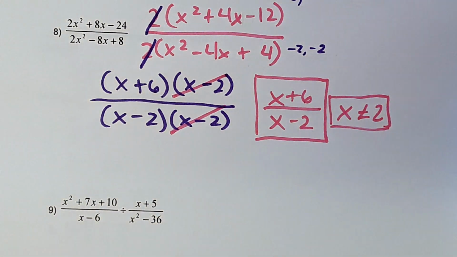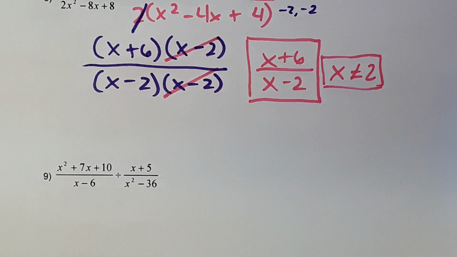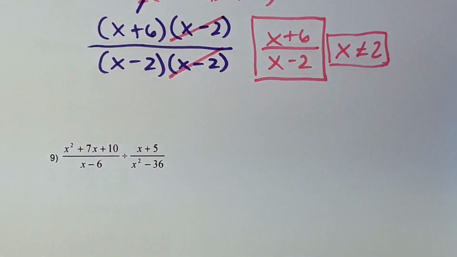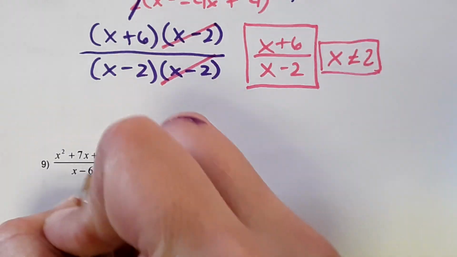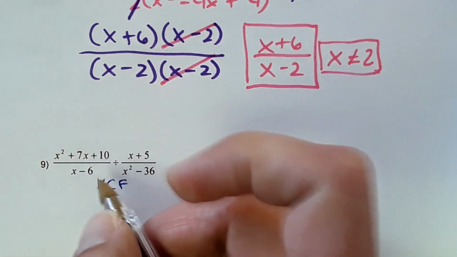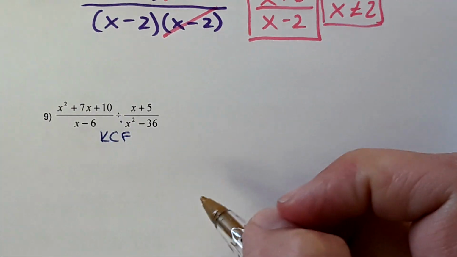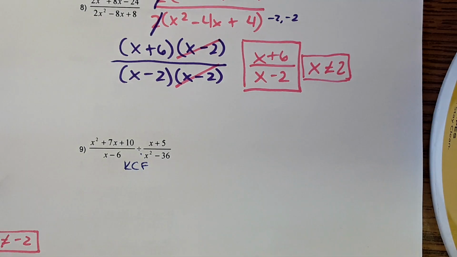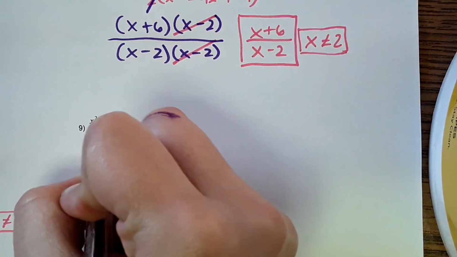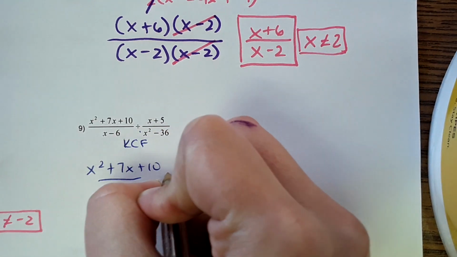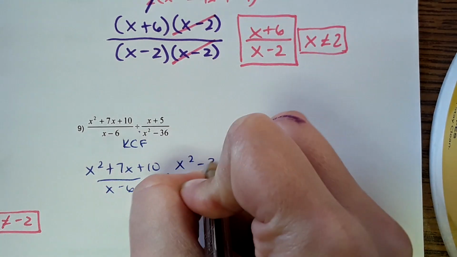Okay, next. Number 9. This one is division. So before we do anything, we do have to do keep, change, flip. Keep, change, flip. So I'm going to rewrite the first one, change the sign to multiplication, and flip the second fraction. Keep, change the sign, flip the second one.